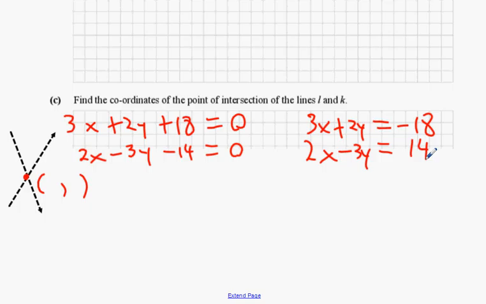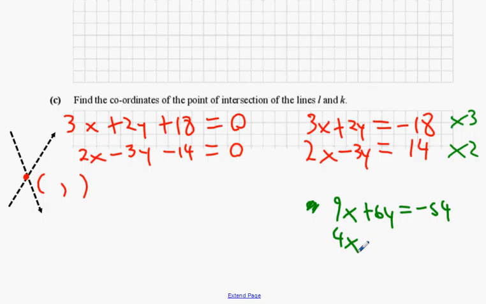I'm just going to multiply the bottom one by 2 and the top one by 3. Okay? Top one by 3, bottom one by 2. And we get 9x plus 6y equals minus 54. The other one's going to be 4x minus 6y equals 28. And then, that's a y as well. Take them away from each other and we're going to get 13x equals minus 26.